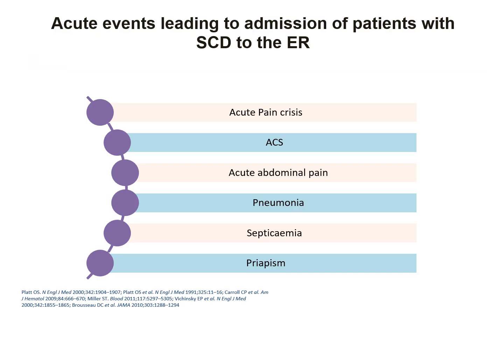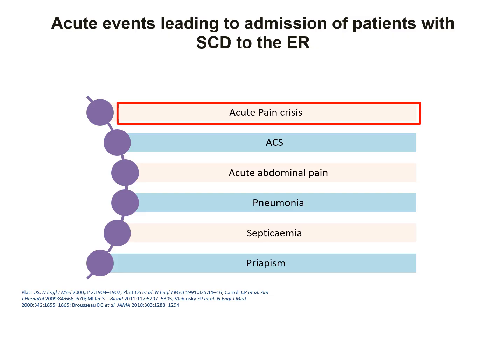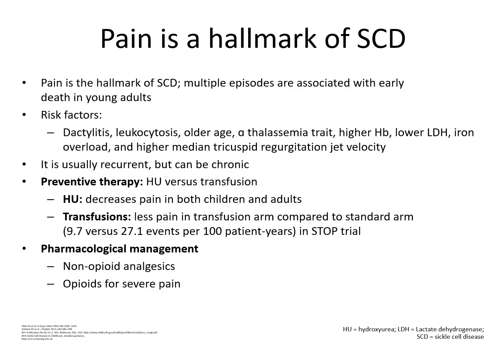Now, other acute episodes in sickle cell disease include acute pain crisis, acute chest syndrome, pneumonia, septicemia, priapism, and these are what drives patients, children, and adults to go to the emergency room. I'm going to be discussing with you pain crisis because this is very important. Pain is the hallmark of sickle cell disease. These episodes usually are multiple episodes, and the more episodes a patient has, the higher risk of early death.